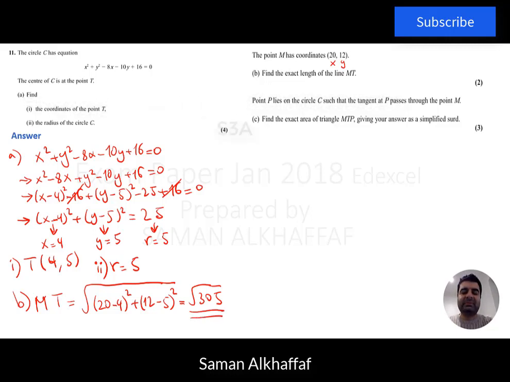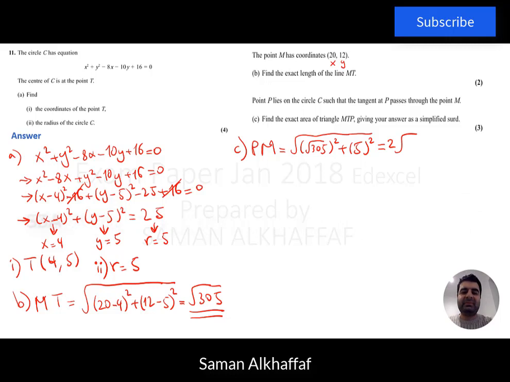For part C, point P lies on the circle C such that the tangent at P passes through the point M. For part C, we need to find the exact area of triangle MTP, giving your answer as a simplified surd. So first we need to find PM, using what we found, MT. MT is the root of 305, which will be squared, so the root will disappear, plus the radius of the circle, which is 5 squared. So that will give us 2 root 70.